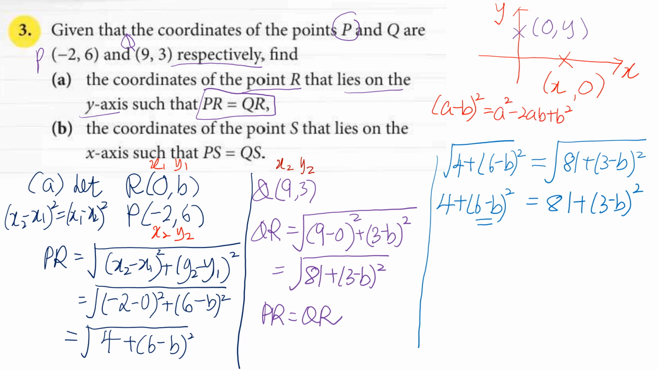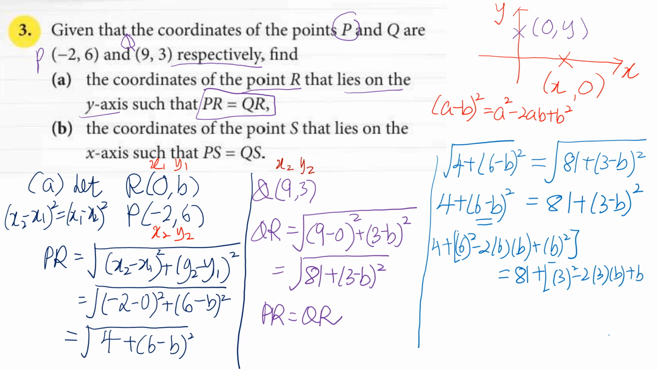All right, so that will give us 4 plus 6 squared plus b squared equals to... Right, so you're going to simplify. That will give us 40. 4 plus 36, 40 minus this will give us 12b. That will give us 90 minus 6b plus b squared.